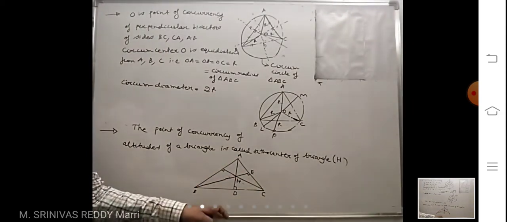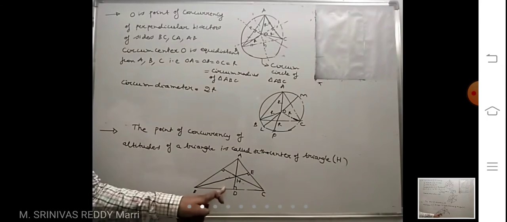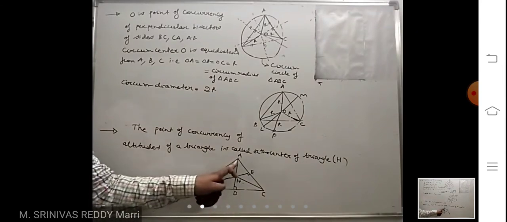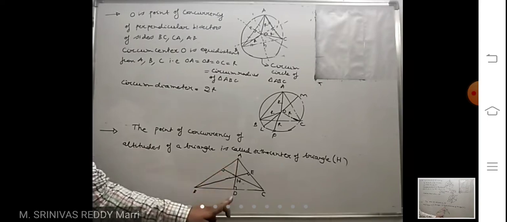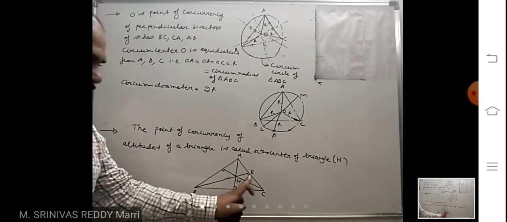Altitudes means this. Right? Passing through vertex A is one altitude: drop a perpendicular from A upon BC. AD is called the altitude passing through A. Drop a perpendicular from B upon CA.